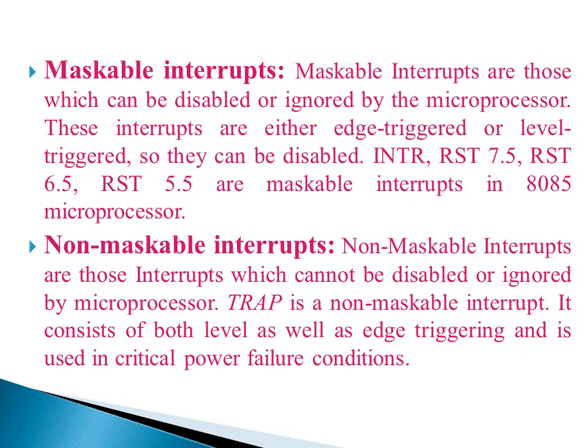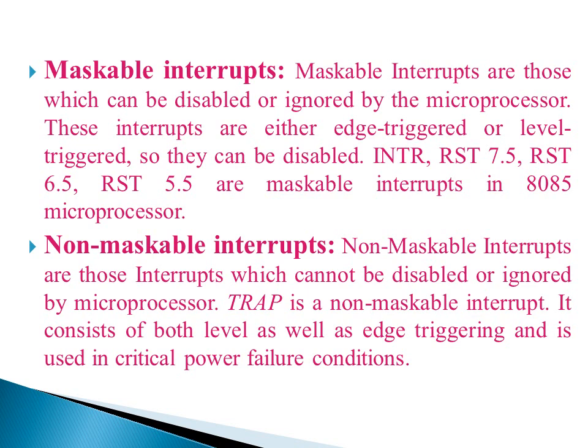Next type of interrupt is maskable interrupt. Maskable interrupts are those interrupts which can be disabled or ignored by the microprocessor. These interrupts are either edge triggered or level triggered, so they can be disabled by the microprocessor. INTR, RST 7.5, RST 6.5, RST 5.5 are maskable interrupts in the 8085 microprocessor.